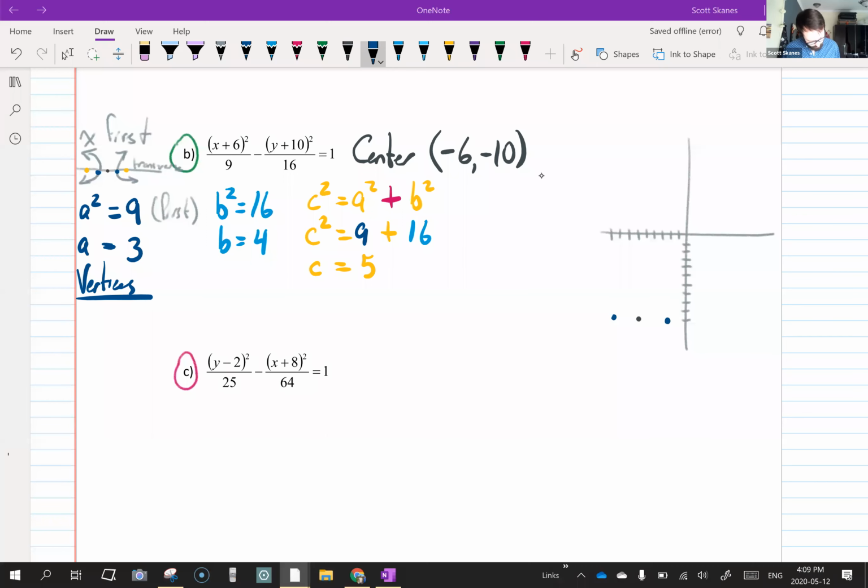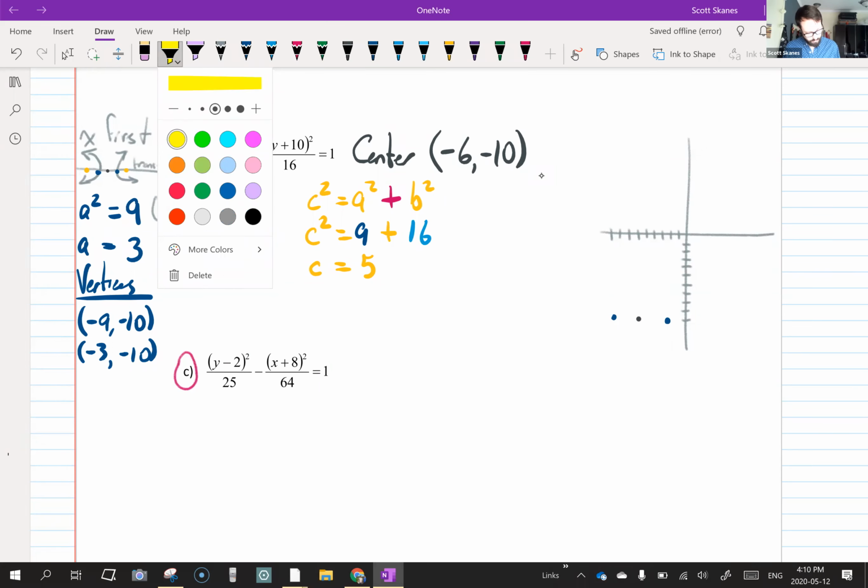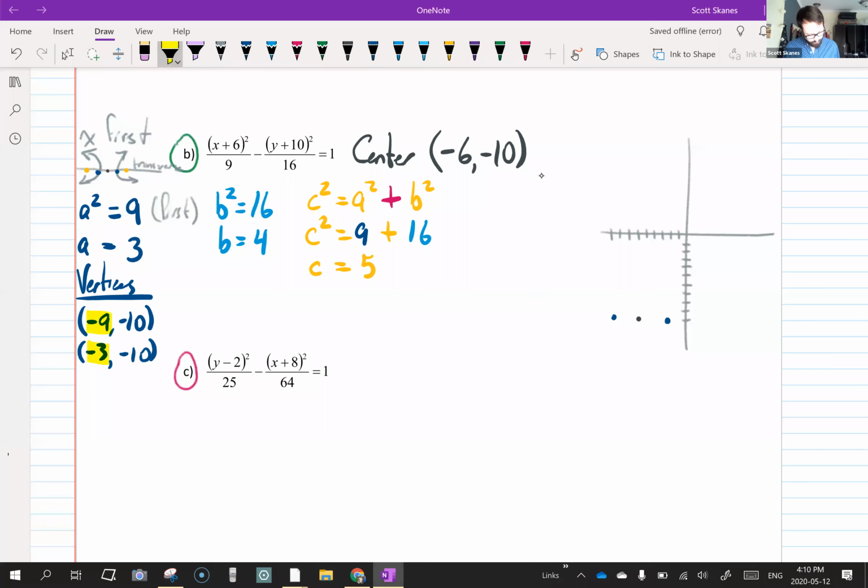Let's see, that would be our center, so our x value. So center -3, that's -9 and -10. And then our -3 and -10. Yeah. So notice that the only thing that changed here is this one. Just in case you're not sure why, remember we're moving in the x direction, so it changes the x value.